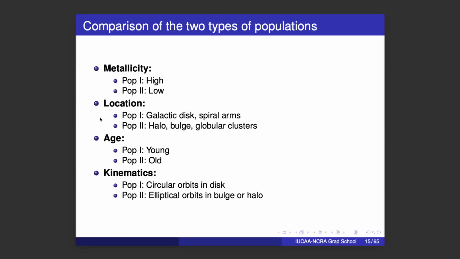Okay, so here's a sort of comparison of these two populations. They differ systematically in metallicity. They differ in location. They differ in age, and they differ in their kinematics. The old stars are low metallicity.